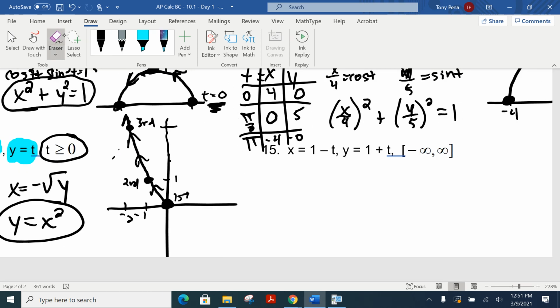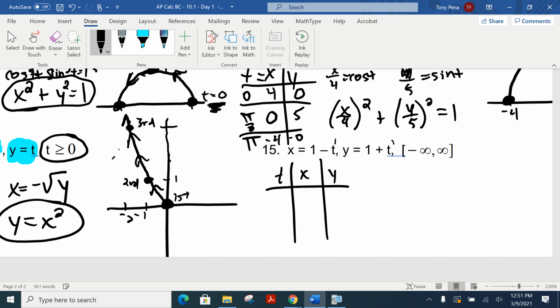All right, 15. Definitely want a little TXY chart for this. We should know, notice how both of these degrees are 1: 1 minus t to the first, 1 plus t to the first. This is a line. If our degrees are 1, still linear, both of them are going to be a 1. So set up your little chart. We need to know what are some points on this line. Obviously, you can't plug in a negative infinity. You can really pick whatever you want. I'm going to pick 0, and my initial point is 1, 1.